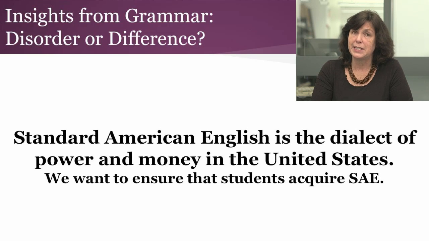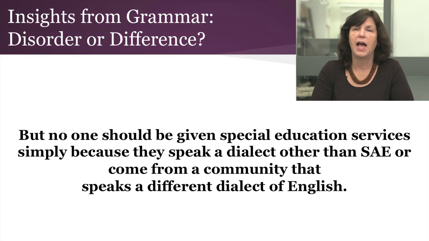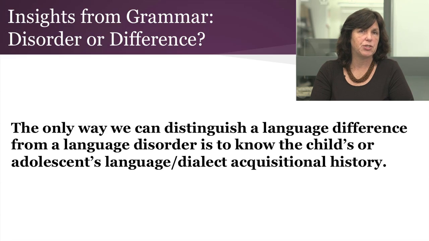Standard American English is the dialect of power and money in the United States, so it's important that students acquire Standard American English. However, no one should be inappropriately given special education services or identified as having a disability simply because they speak a dialect other than Standard American English or come from a community that speaks a different dialect of English. The only way we can distinguish a language difference from a language disorder is to know the child's, student's, adolescent's language acquisitional history.